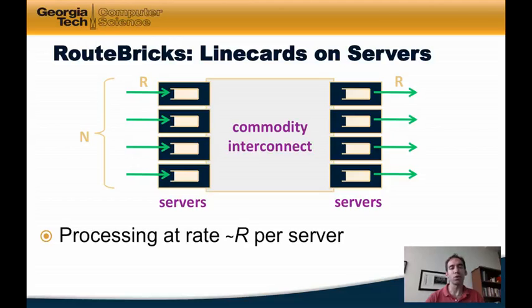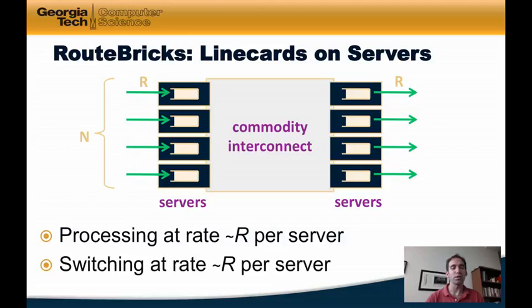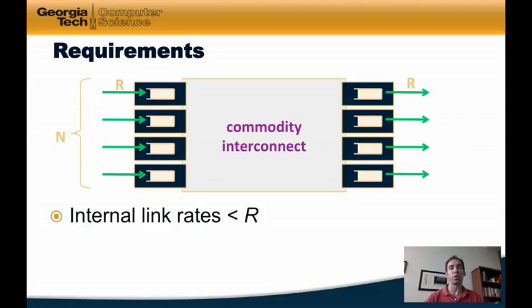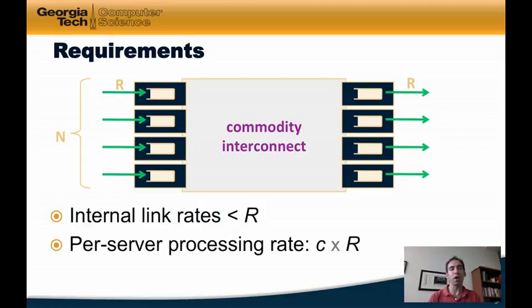Assuming that each server hosts a line card, each server must process traffic at a rate of r bits per second, and the interconnect must switch at a rate of about r bits per second per server. The interconnect has some additional requirements. We want internal link rates to be less than r. The reason for that is because we are trying to build the interconnect with commodity hardware. And if the interconnect required a speed up beyond that of the network interfaces facing externally, then we'd be unable to build that interconnect with commodity hardware. We'd like the servers themselves to be able to process traffic at a rate of c times r, where c is a small integer constant. We will see the reason for that speed up shortly.